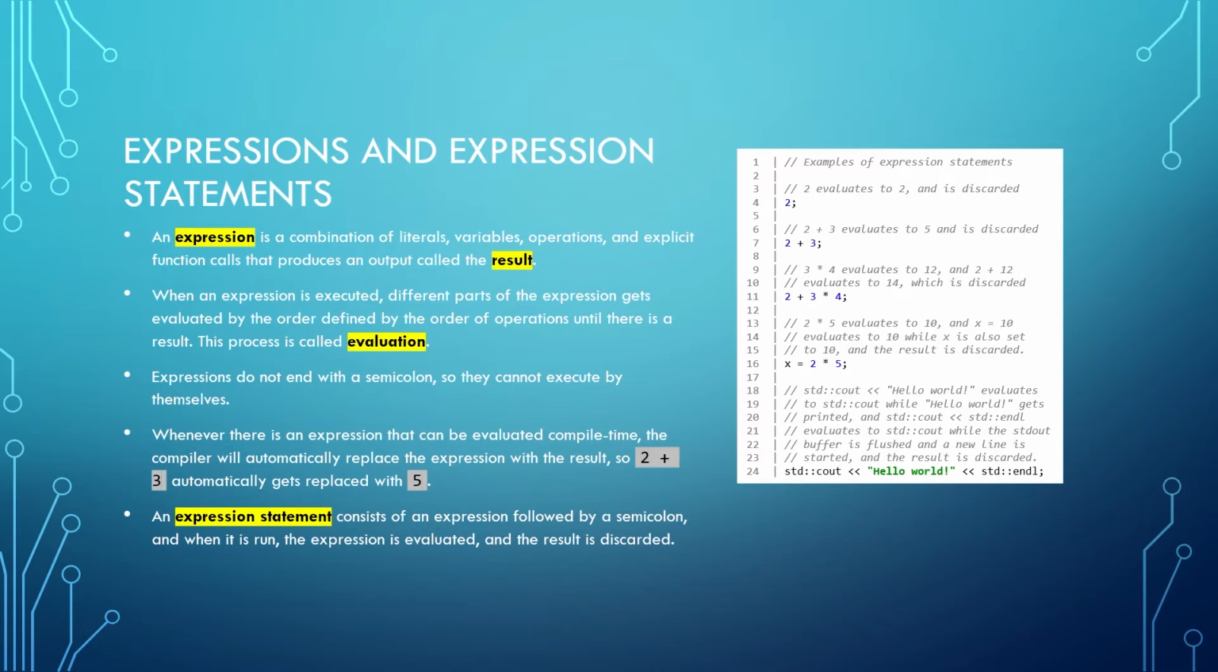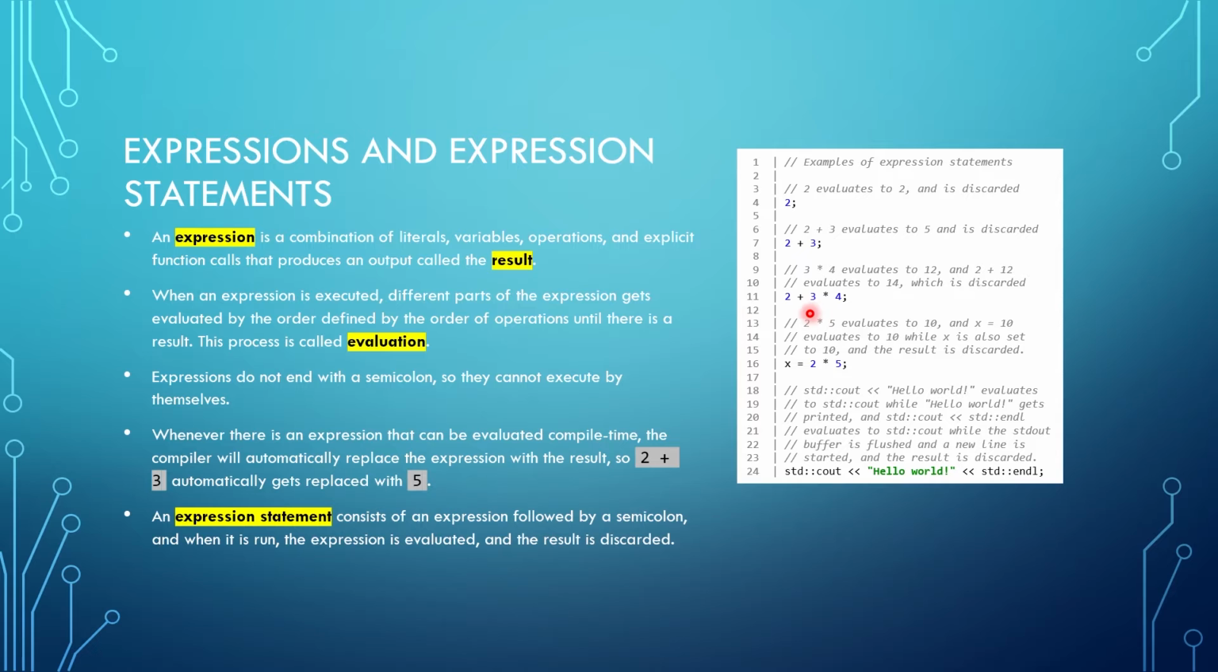Expressions do not end with a semicolon, so they cannot execute by themselves. Whenever there is an expression that can be evaluated at compile time, the compiler will automatically replace the expression with the result. So 2 plus 3 automatically gets replaced with 5 in your program. Basically, these are examples of expression statements. 2 gets evaluated to 2, and then the value 2 is discarded. 2 plus 3 evaluates to 5, and then the value 5 is discarded.